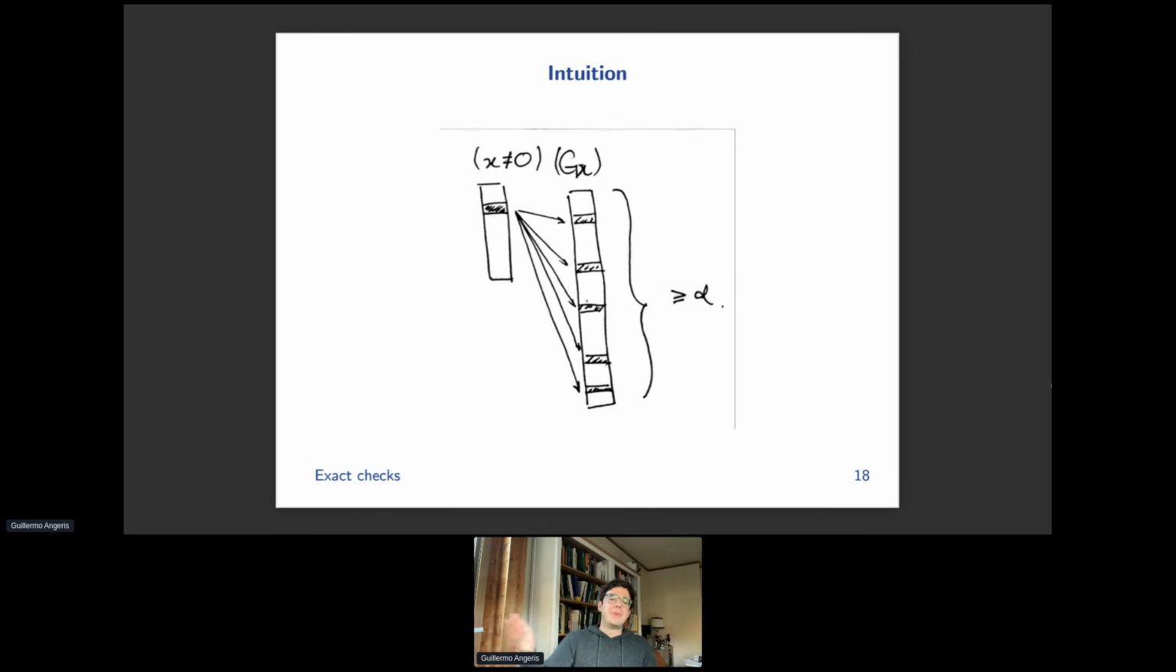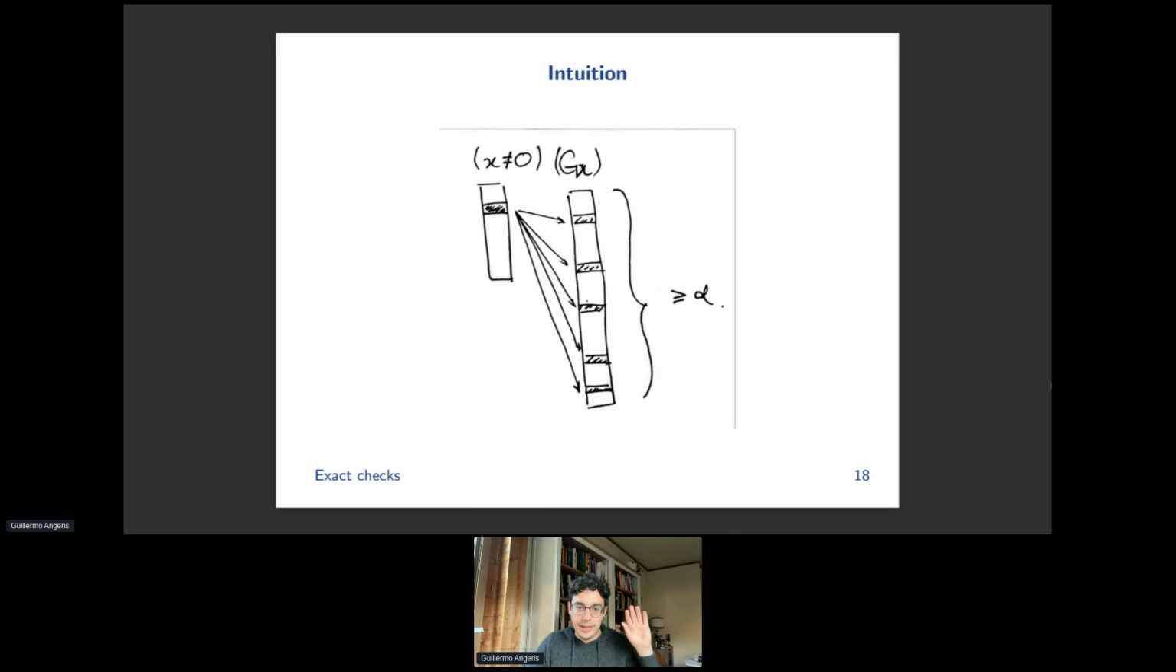But we start on the left-hand side with some vector X that is not equal to 0. And let's say that the vector is created in such a way as to maximally trick us, right? So it has just one entry that's non-zero. By definition of the distance, when we encode that vector, because that vector is not equal to 0, the number of non-zero elements in the encoded message is at least d, right?